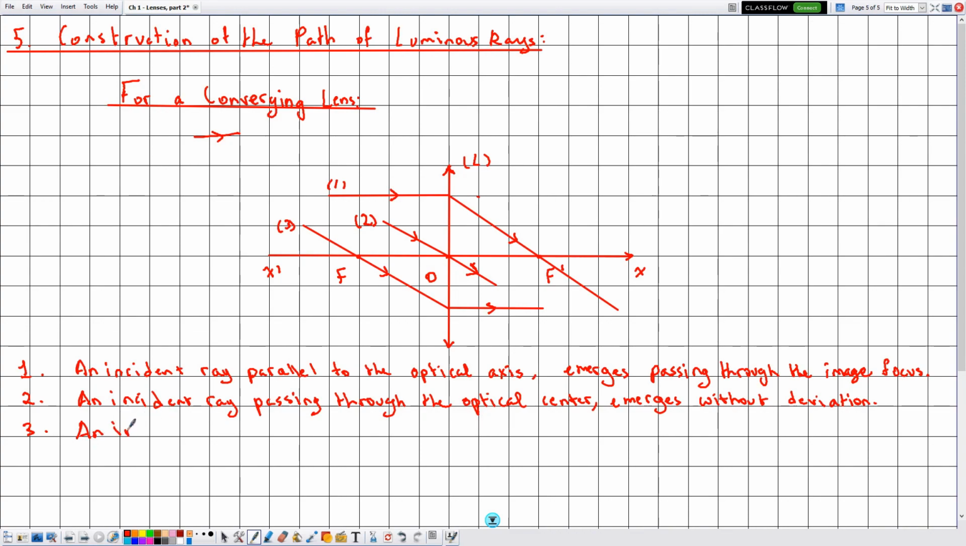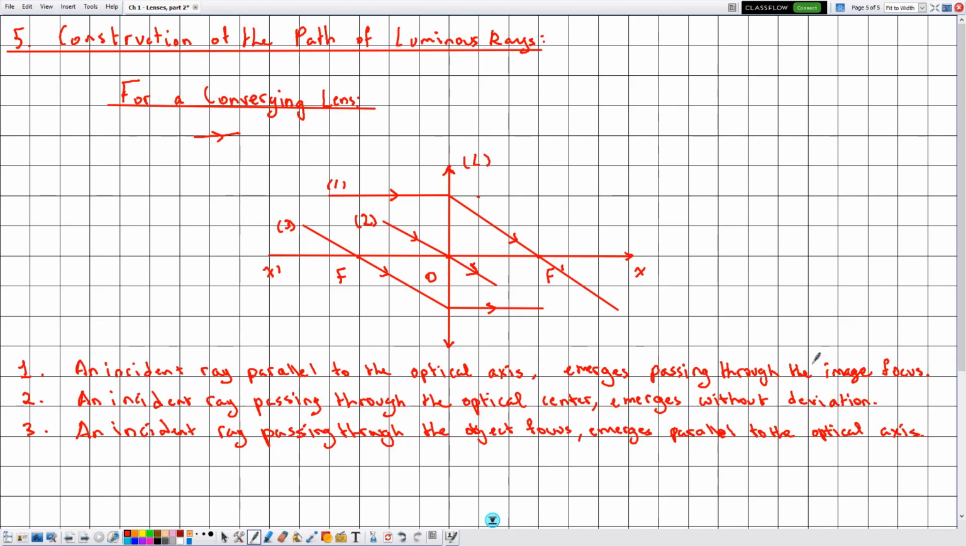An incident ray passing through the object focus emerges parallel to the optical axis.